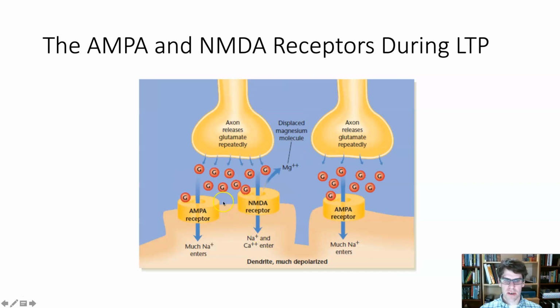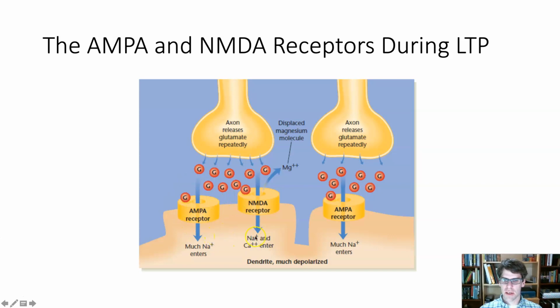So what happens now is that if you release a whole bunch of glutamate over a long period of time, that lets a bunch of sodium in through the AMPA receptor, and that creates a sort of high voltage consistently there, so that it kicks out that magnesium molecule that was blocking the NMDA receptor. So now the NMDA receptor can work as well. So this creates a huge change in voltage in response to the same amount of glutamate that was being released.